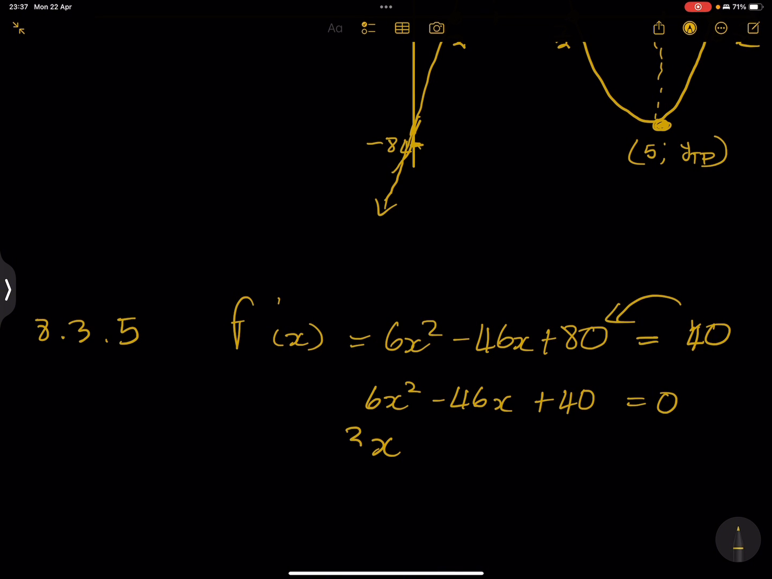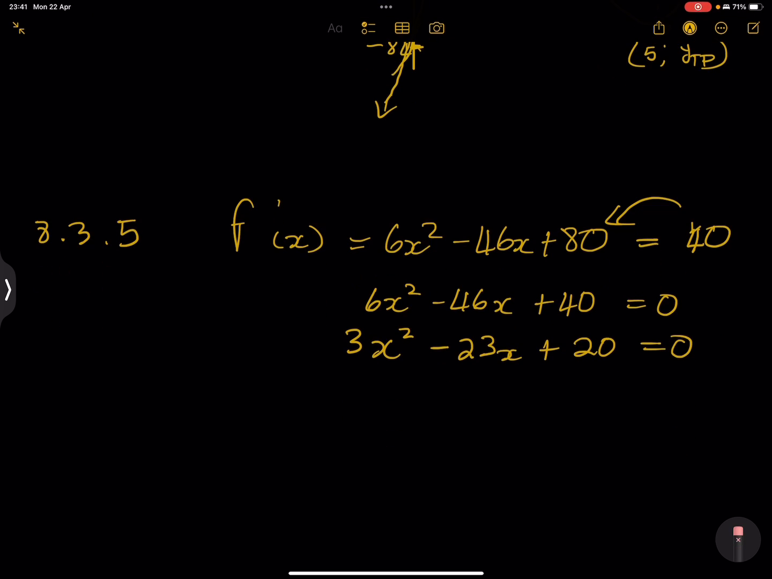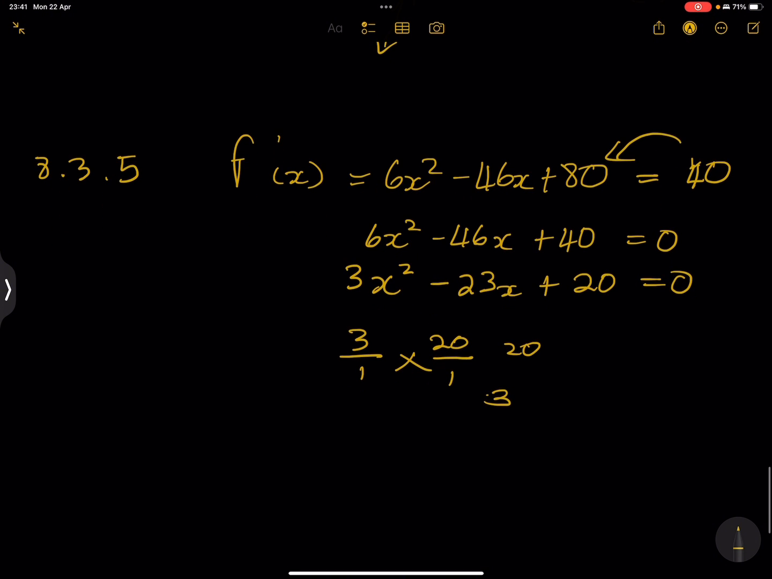So that will be 3x squared minus 23x plus, divide by 2, that will give us 20. This is equal to 0. So that gives us 3 over 1, and that would be 20 over 1. If I cross multiply, 3 times 1 gives me 3, 20 times 1 gives me 20. And if I add those up, they do give me 23. So that will be my first bracket, and that would be my second.